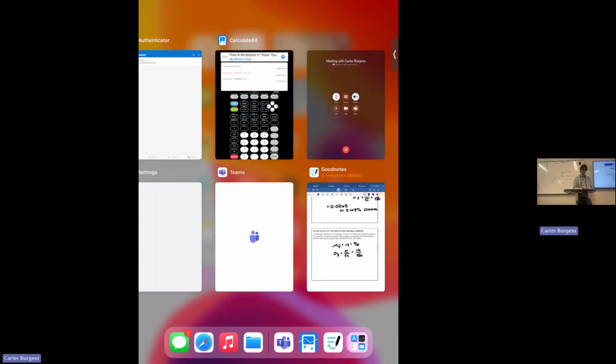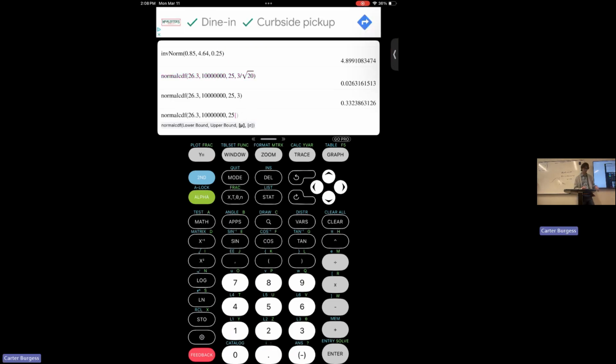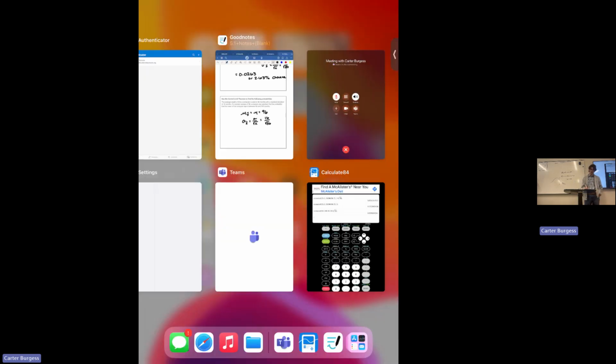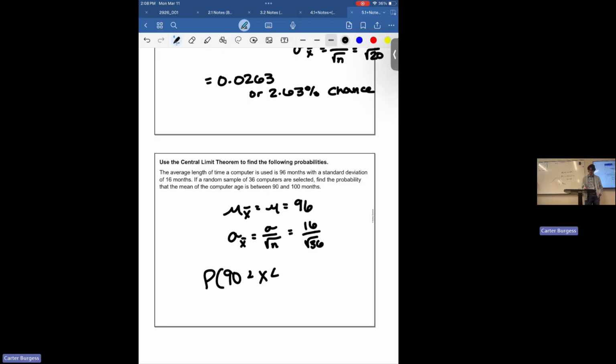Perfect. And we want to be between 2 values, so this would be our normal CDF. What would our lower bound be? 90, upper bound. And then we said the mean was 96 and the standard deviation 16 over the square root of 36. And we get 92.1% of the data, or I would put it as the probability of landing between these two, 0.921. We could convert it into a z-score. Nothing wrong with that, but our calculator's doing it for us, so why would we go to the extra lengths of converting it to a z-score?